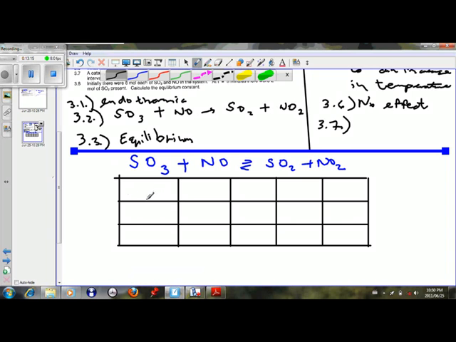And if we have to draw a table, we know that what we have to write in the first column is our initial moles, how much was used, and how much was formed, and how many moles we have at equilibrium.